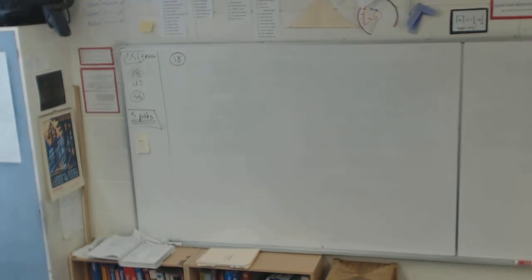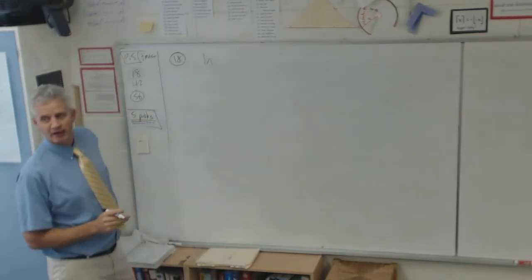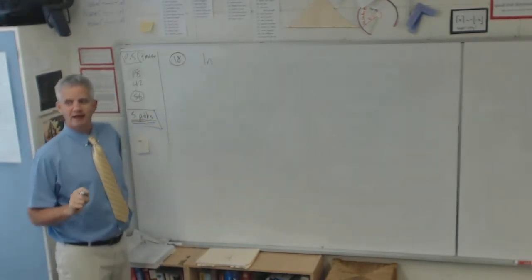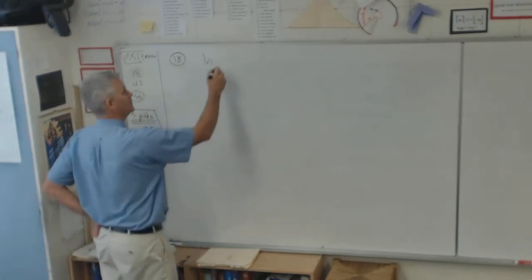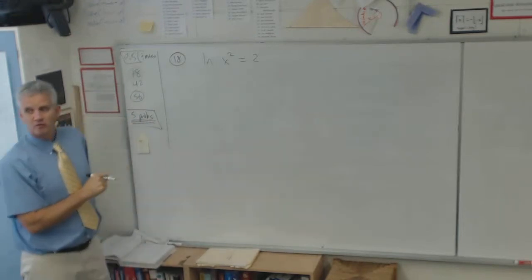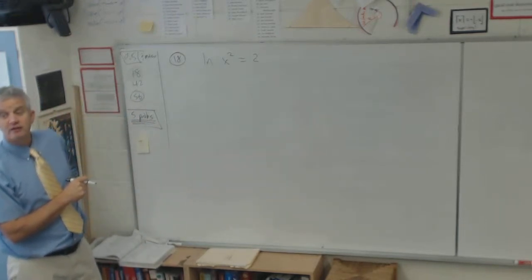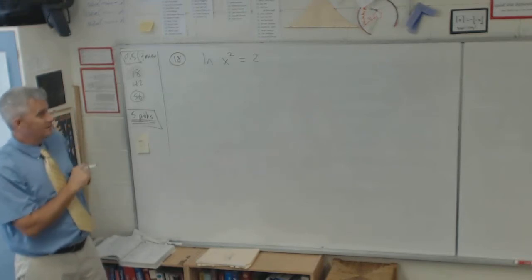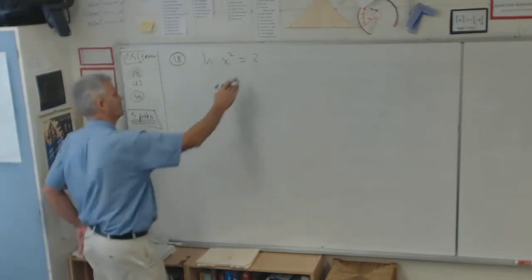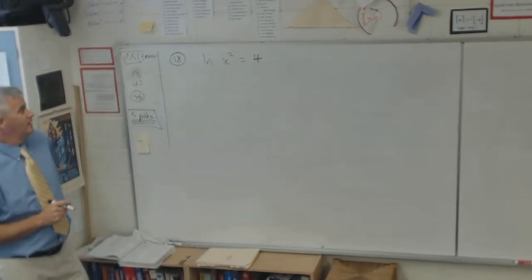ln of x squared equals 4, solve for x without using a calculator. You've got to speak up, with more volume. Okay, solve without calculating. It equals 4 because there's a 1 x squared equals 4. Is that right? Okay.